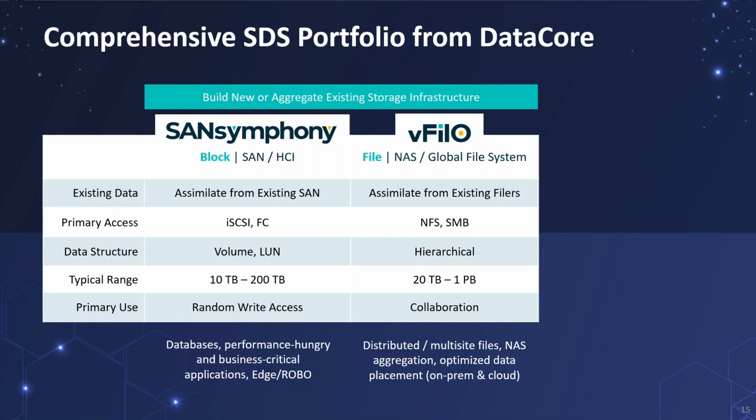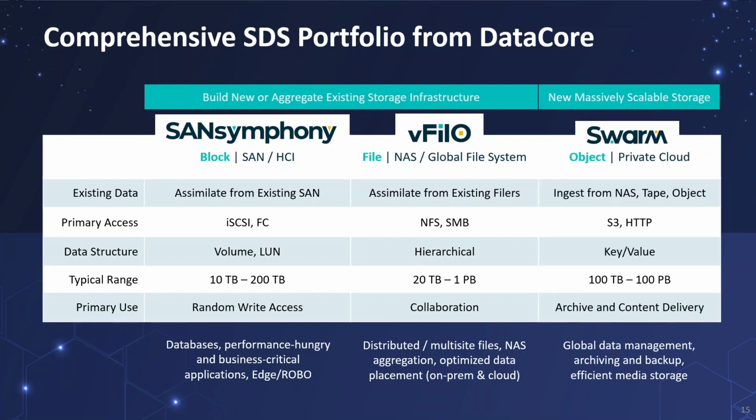We also have Swarm. It's an object product focused on massively scalable data, which is relatively static and needs long-term protection, archiving, etc. So you can treat it like an on-prem AWS S3, similar to QNAP QObjects.